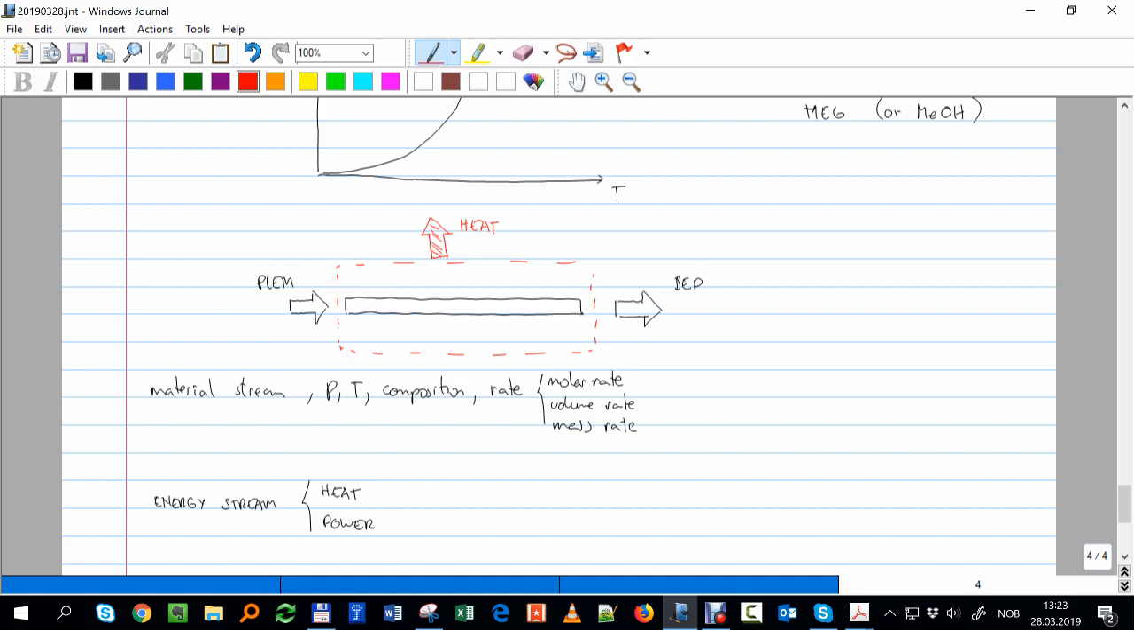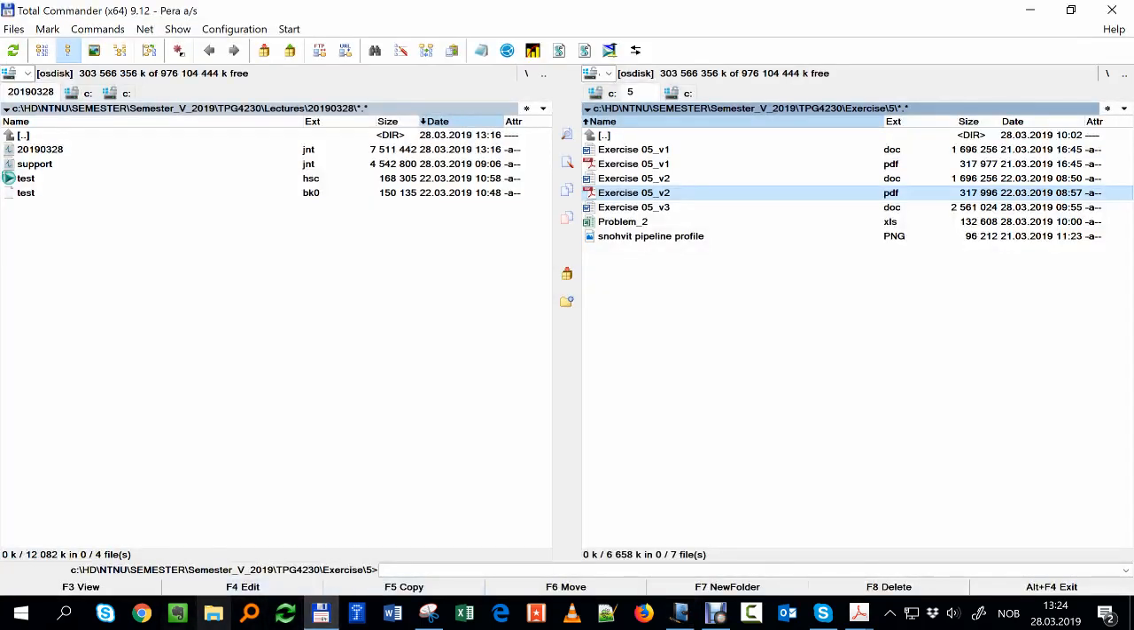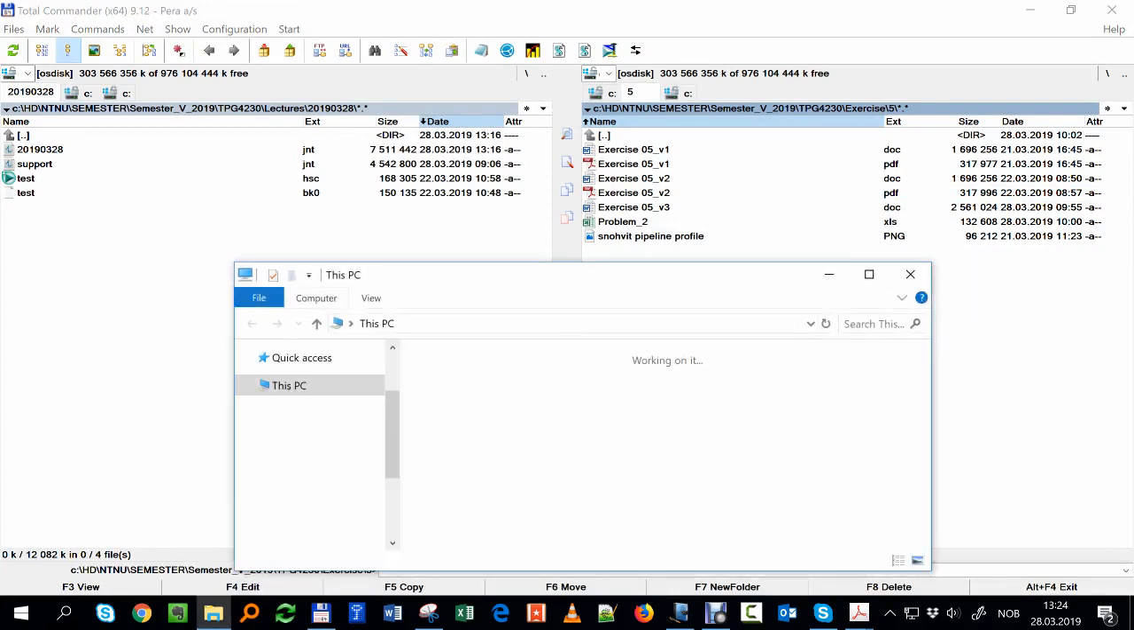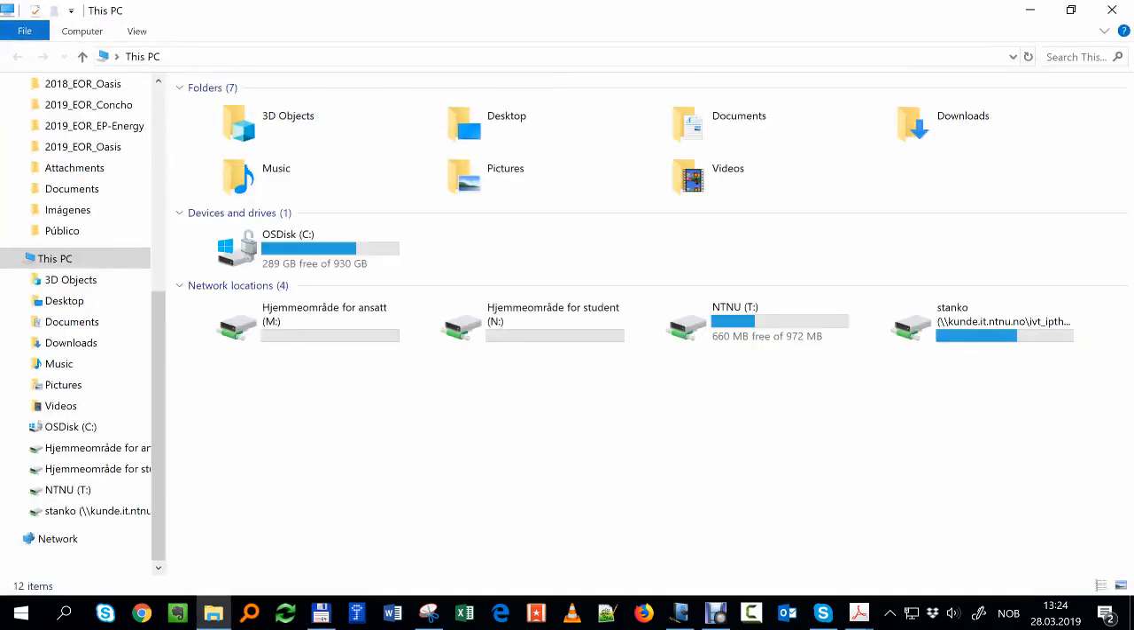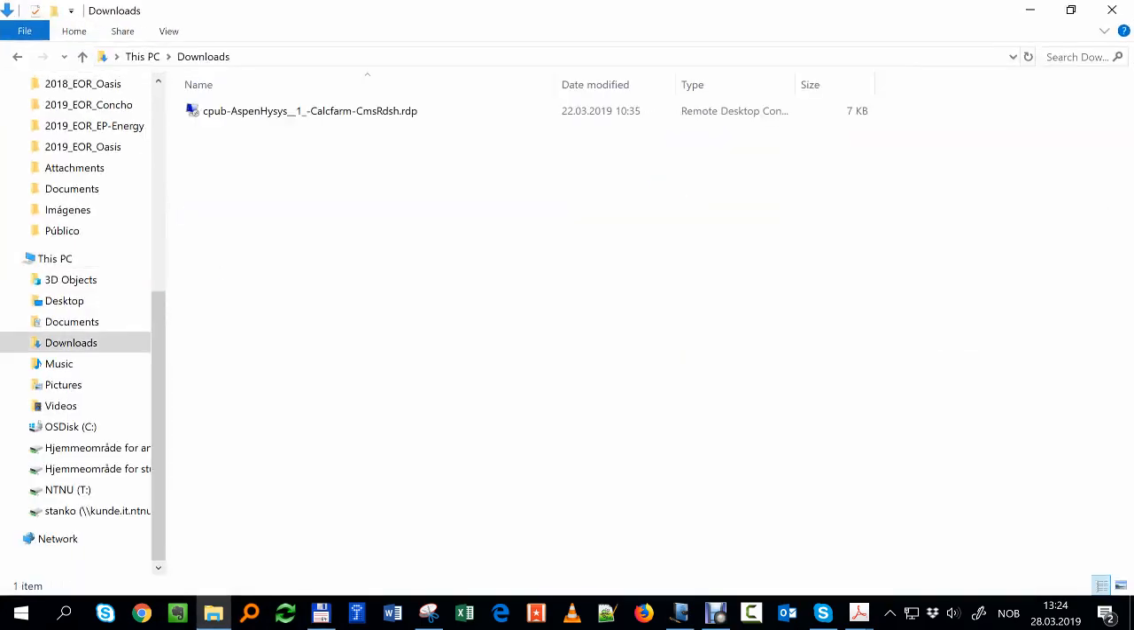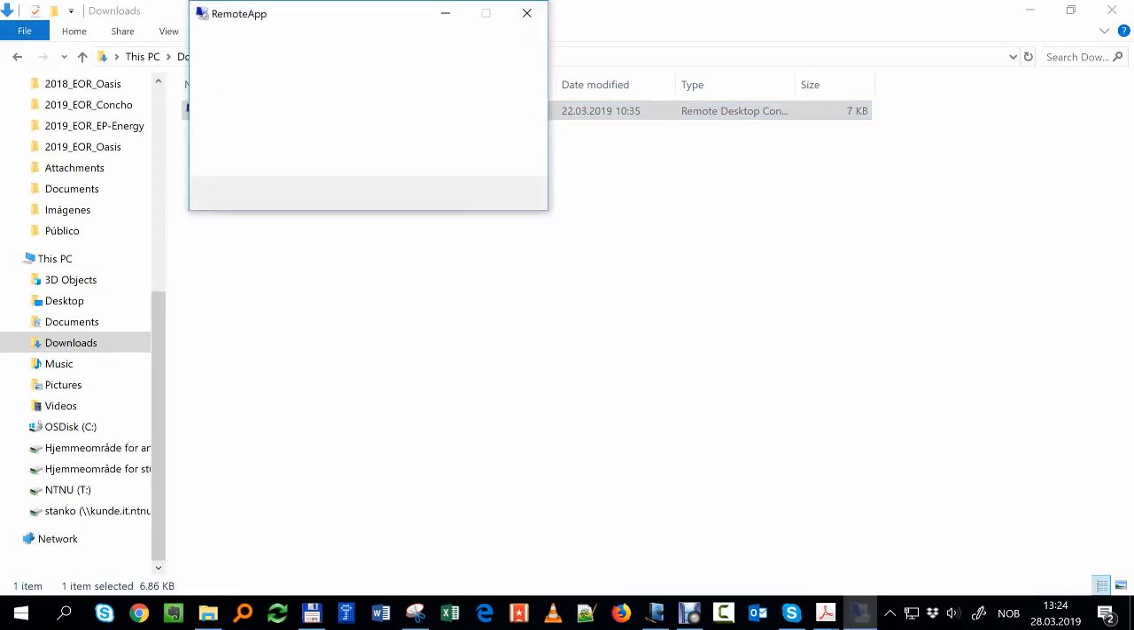So in principle, it's very simple, okay? We just have to find a way to compute pressure and temperature along that pipe. But we have a few complexities. So let's open. I told you could run Hysys from the farm. So let's try to open that.